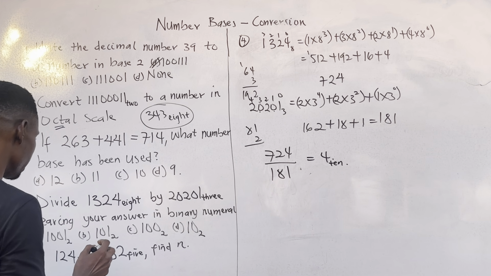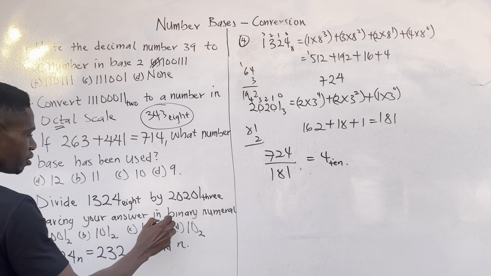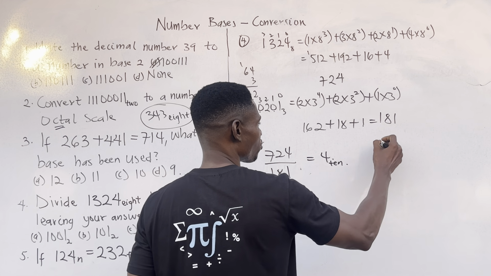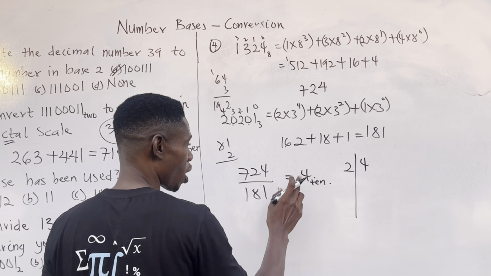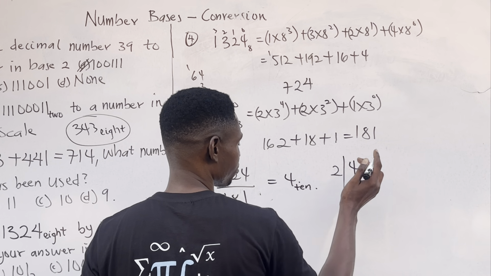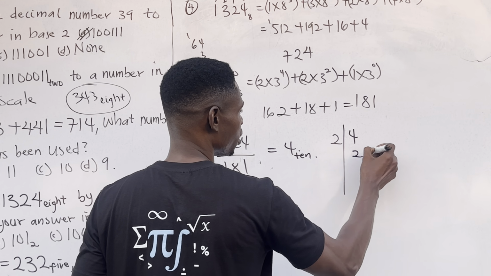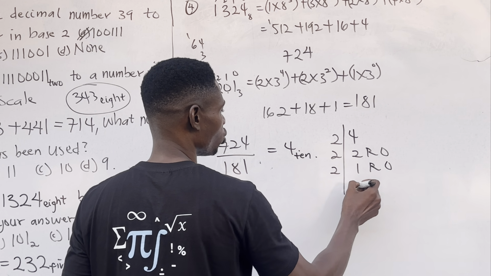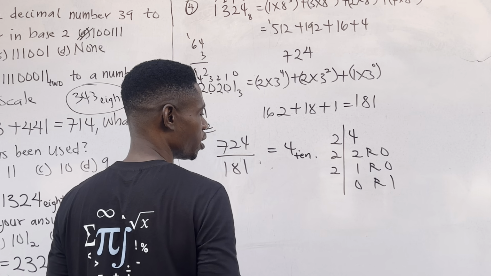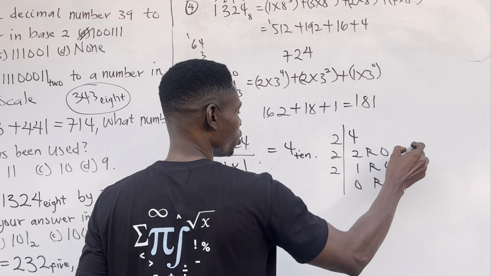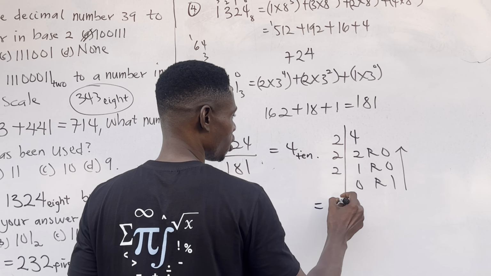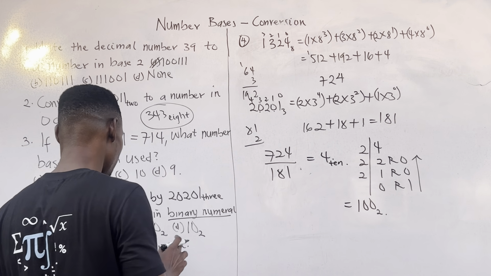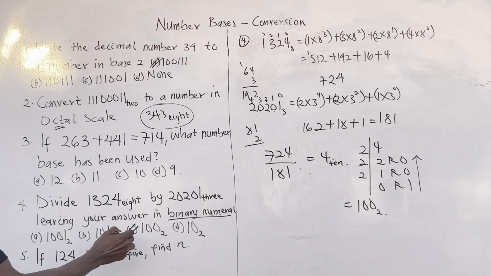But now the answer is needed in binary base 2. So we'll simply convert this 4 to base 2. So 4, remember to convert, we divide by 2 because we are going to base 2. So 2 in 4 is 2 remainder 0. 2 in 2 is 1 remainder 0. And 2 in 1 is 0 remainder 1. So we have, remember we are counting upward. So our answer will be 100 base 2. And that will be option C.